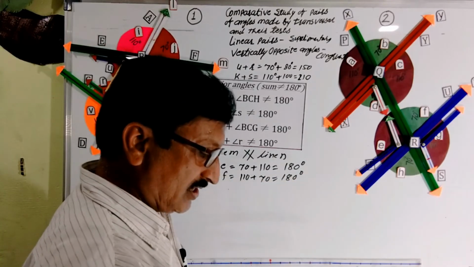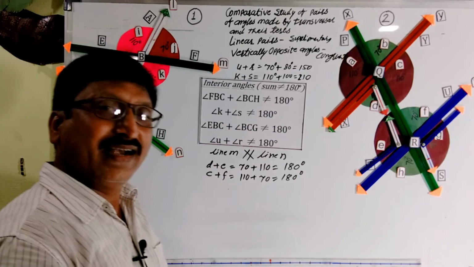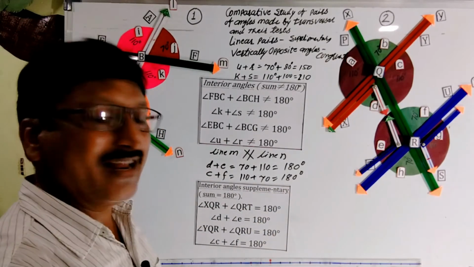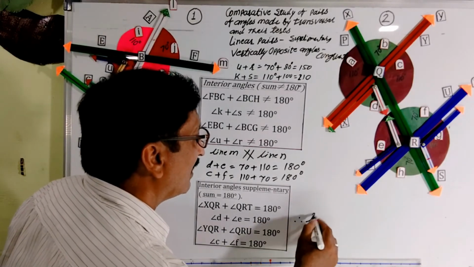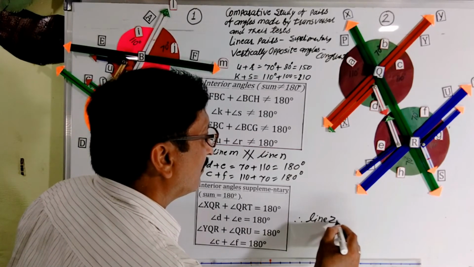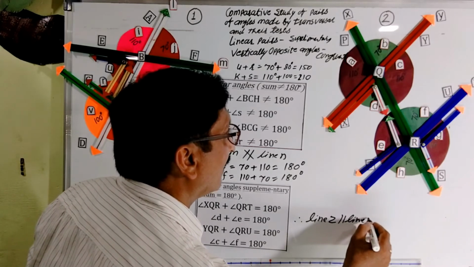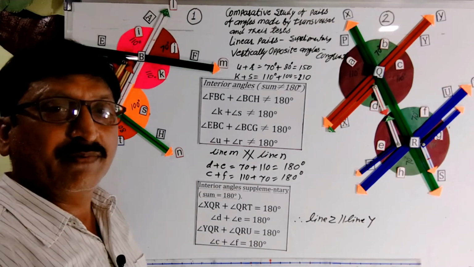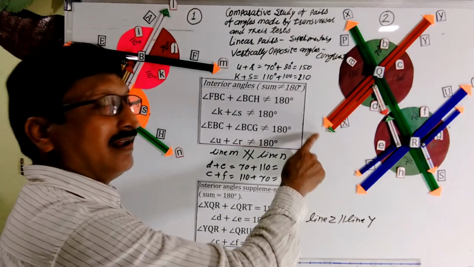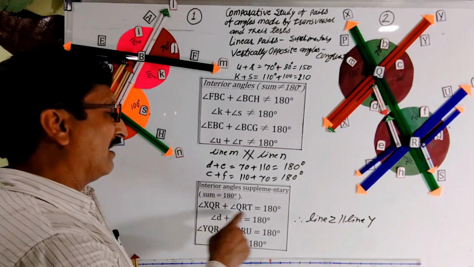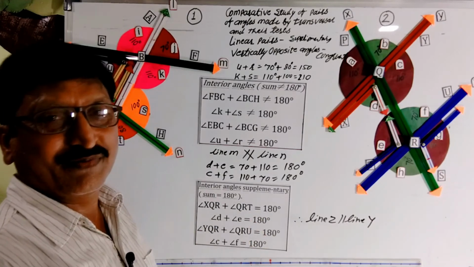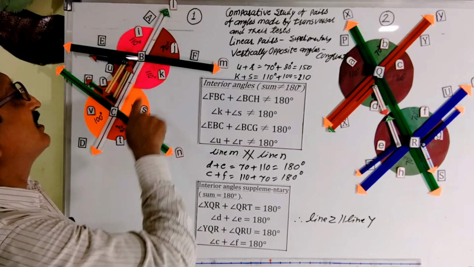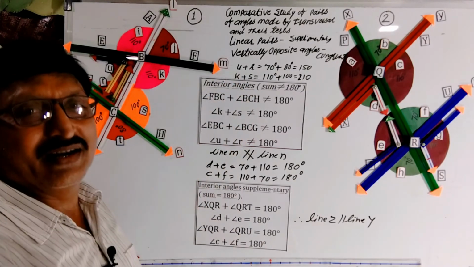That means whenever the sum of interior angles is 180 degrees, then you can say that lines Y and Z are parallel. Therefore you can write here line Z is parallel to line Y. And the converse of this will be, whenever the lines are parallel, then the interior angles are supplementary. That means the sum of interior angles is 180 degrees. If the lines are not parallel, then the sum of interior angles is not 180 degrees.